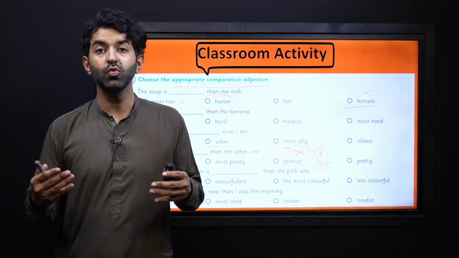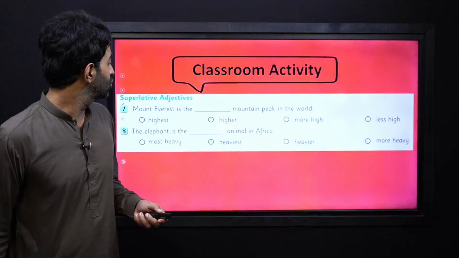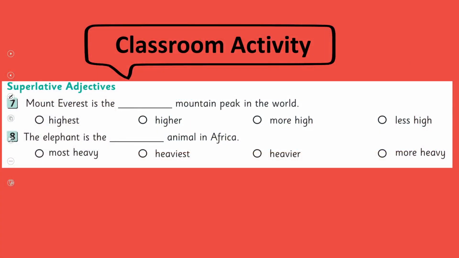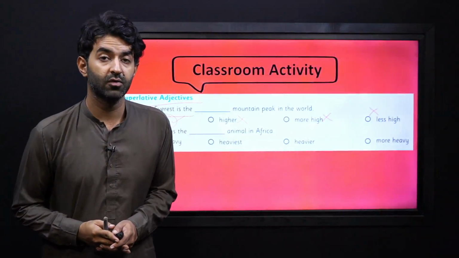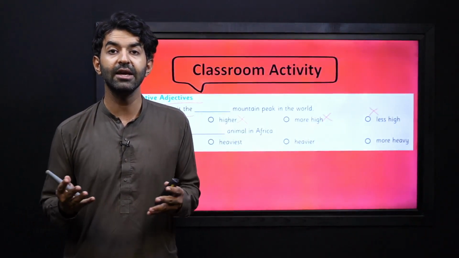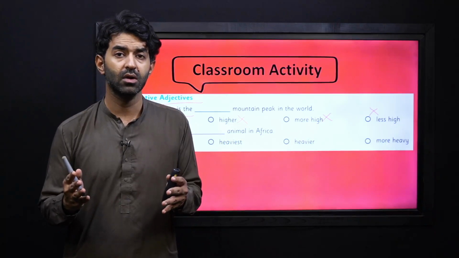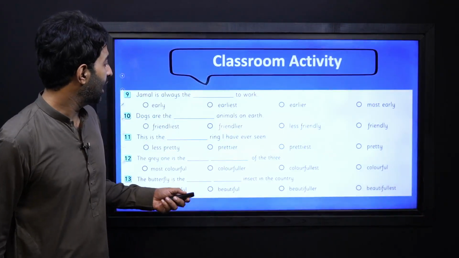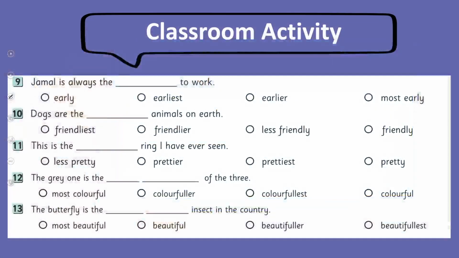And when we have superlative degree, let's see what we are supposed to do. Now these are superlative adjectives. We are going to use the superlative form or superlative degree. Mount Everest is the highest mountain peak in the world. Not this one, not this one, and not this one. Because when we learned about making superlative degrees, we learned that we add est after the adjective. Again, there are some more MCQs that you can solve.